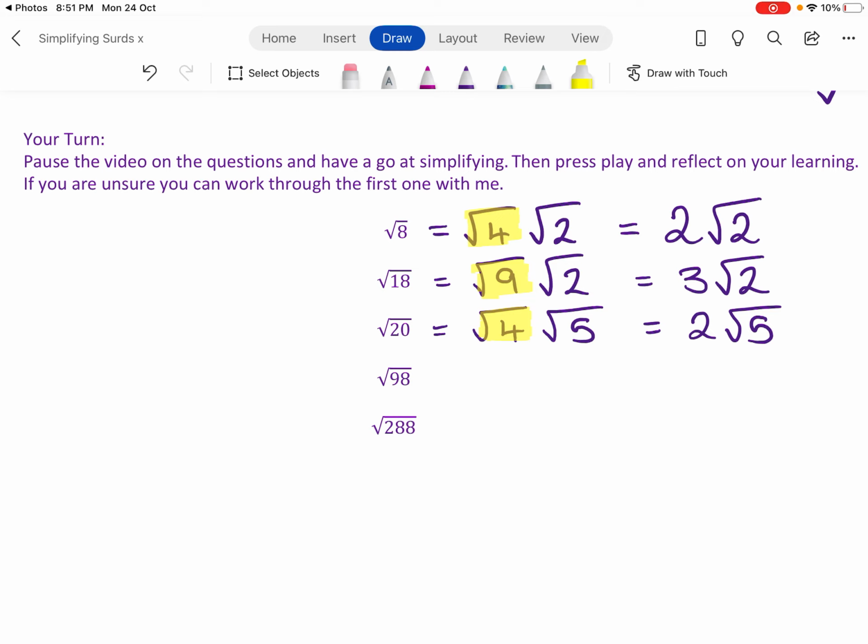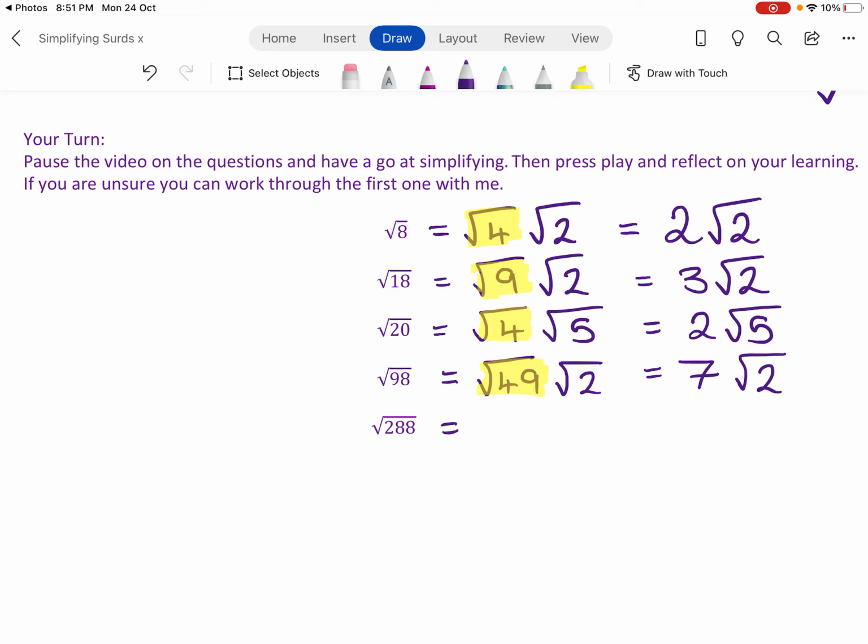Now I've got square root of 98. You can try a few different numbers, but this is going to be square root 49 times 2. I can simplify my square root 49 to then be 7 root 2.